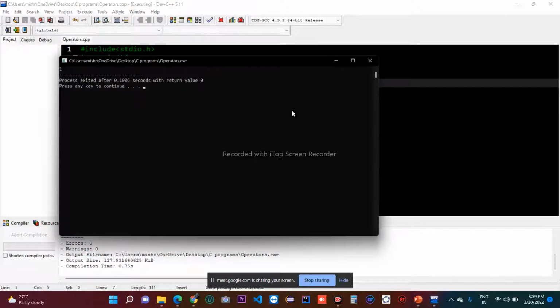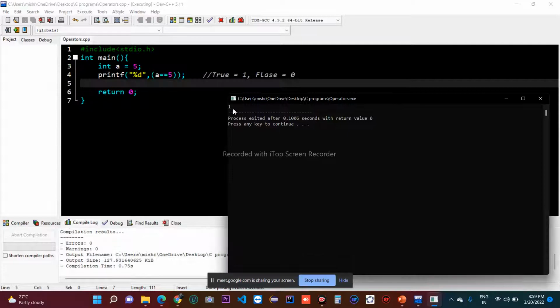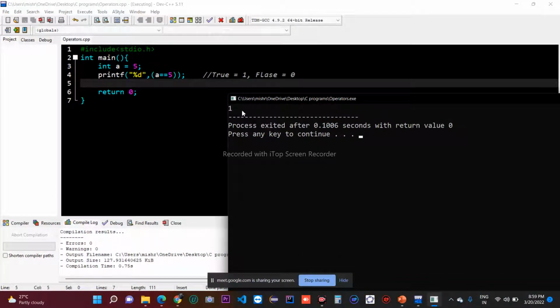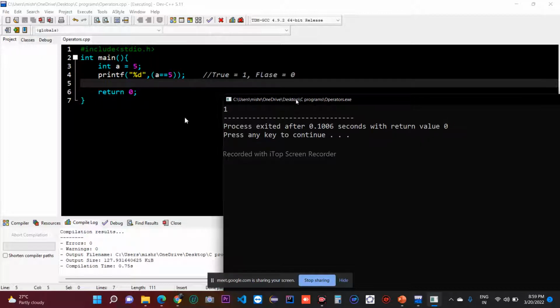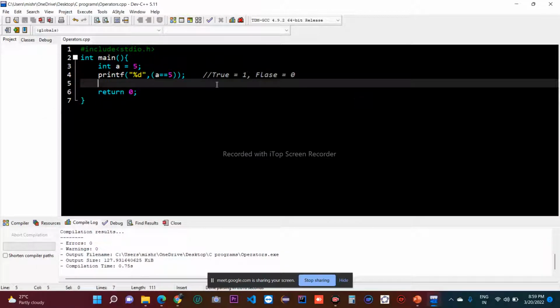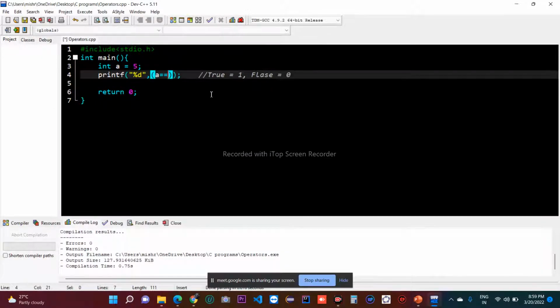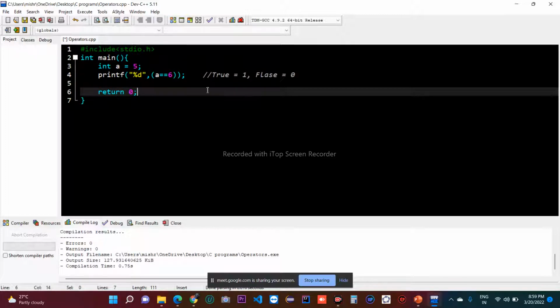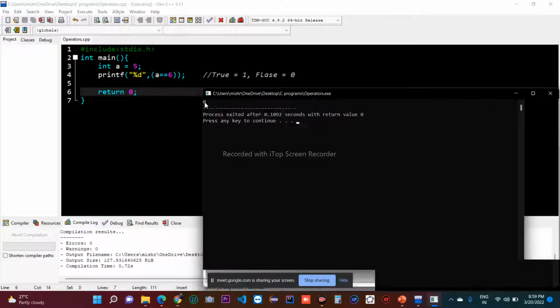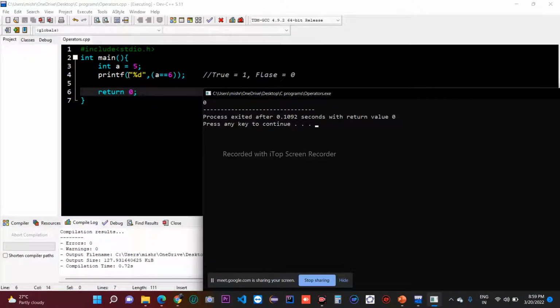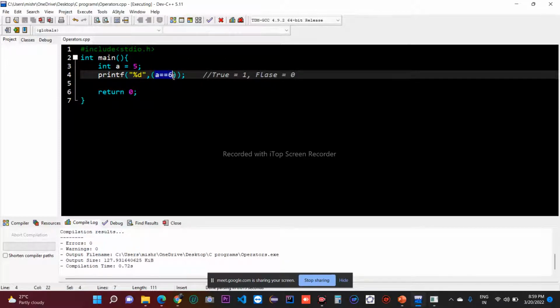Compile and run this. Look, what is the output? 1. Why? Because a is equal to 5, so this is true. That is the reason we are getting 1. If I write something else, a is equal to 6, then this is false. Then let's see what we get after compilation. Look what we got. We got 0. Why 0? Because this statement is false. A is not equal to 6.